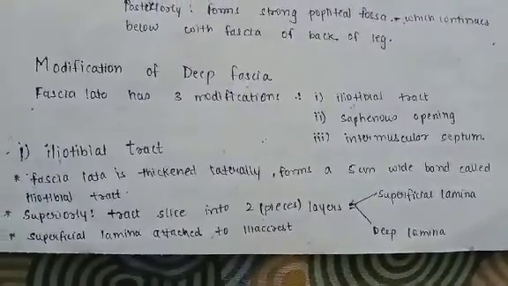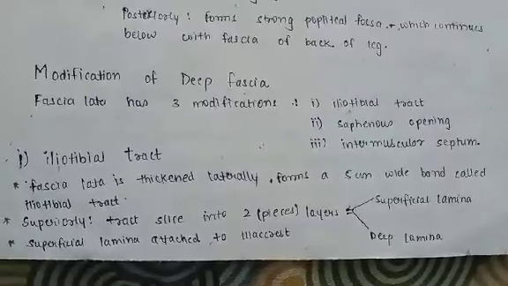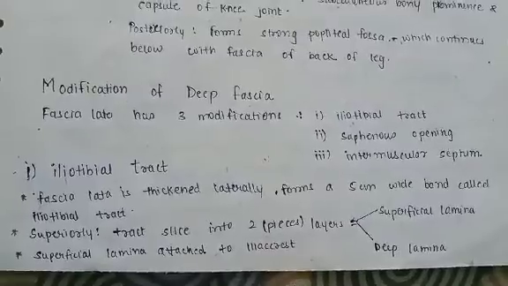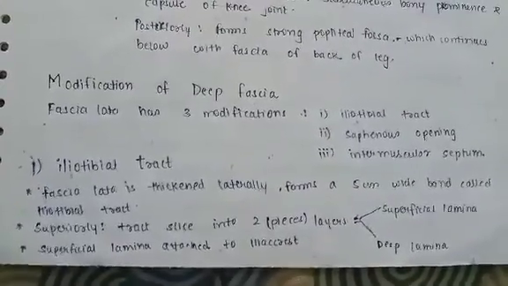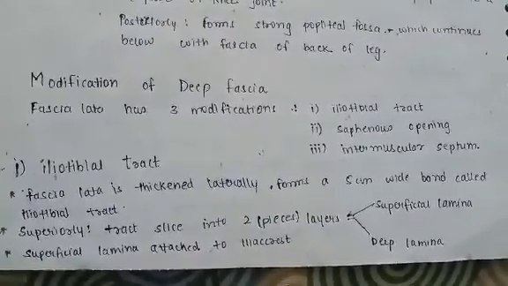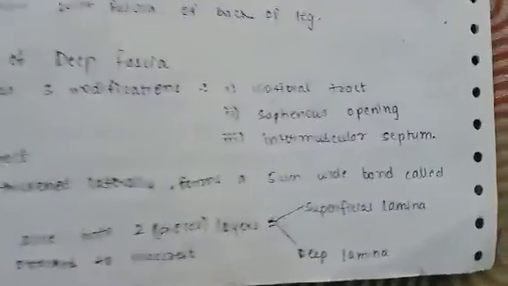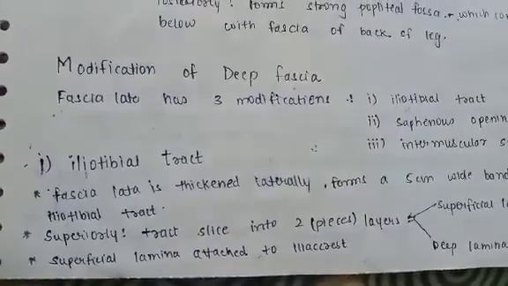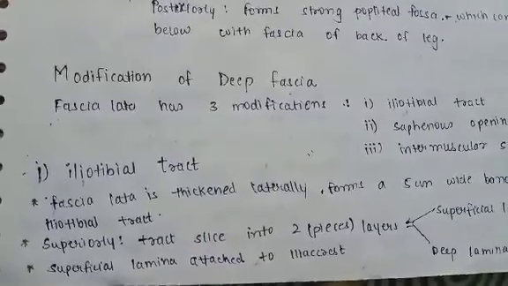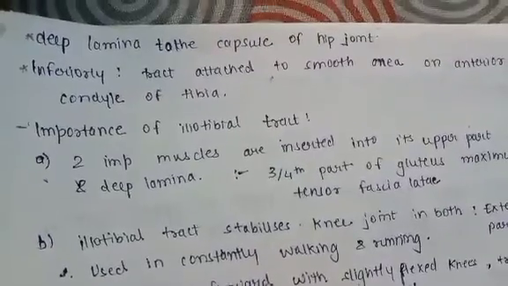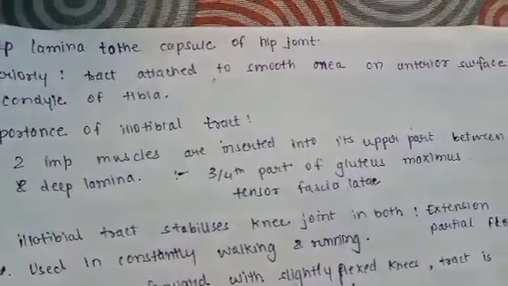Iliotibial tract is a thick thickening of the fascia lata laterally, forming a 5 centimeter wide band that is known as the iliotibial tract, and that is a modification of fascia lata. Superiorly, it has two layers on its lateral side: the superficial lamina and the deep lamina. The superficial lamina is attached to the iliac crest, and the deep lamina is attached to the capsule of the hip joint. Inferiorly, it is attached to the smooth area on the anterior surface of the lateral side of the tibia.